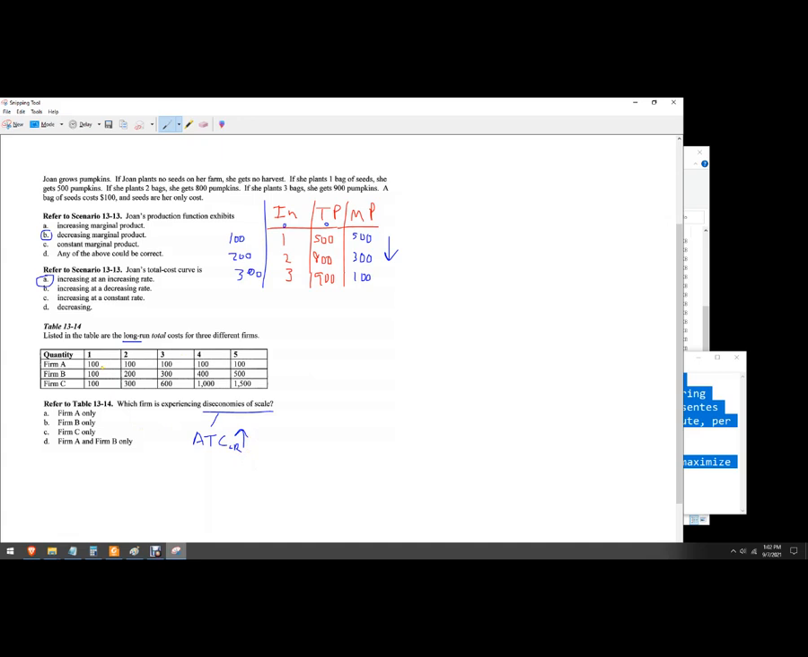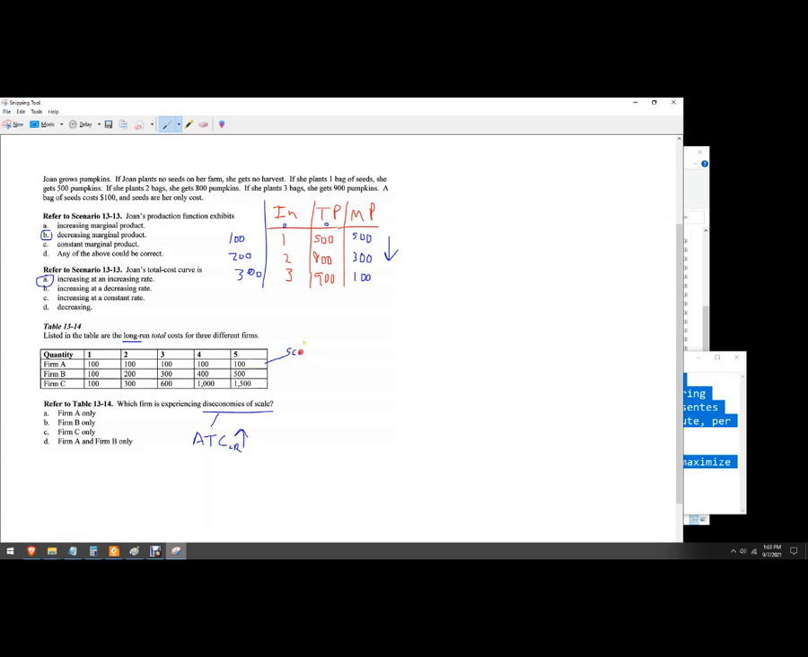Firm A has a pretty good deal here. For 100, whatever the unit of money is, they can produce 1 or they can produce 5. Their costs don't change. So if they produce 5, their average total cost is starting to fall. We can calculate these if we want. First one would be 100, then 50, then 33, then 25, and then 20. So theirs is decreasing. They're experiencing what's called economies of scale.